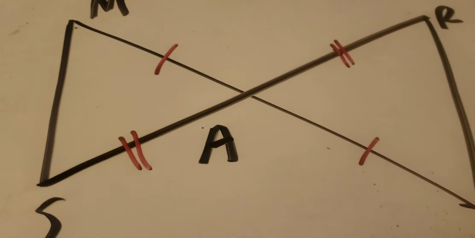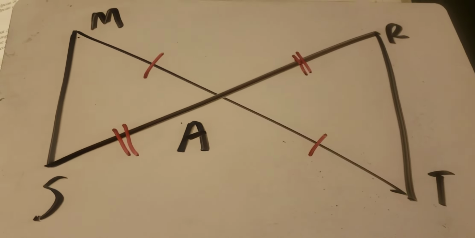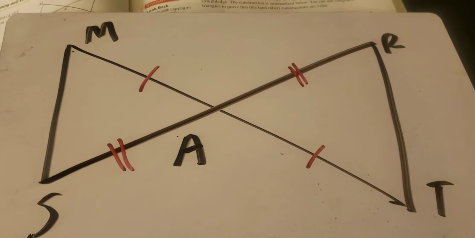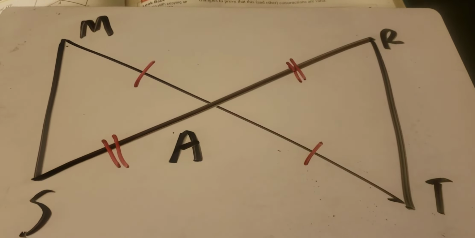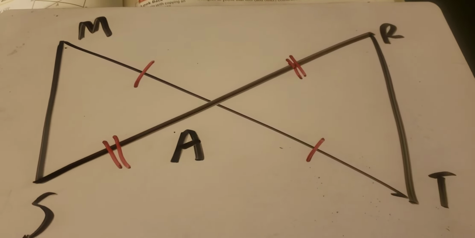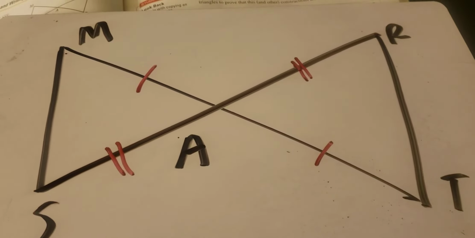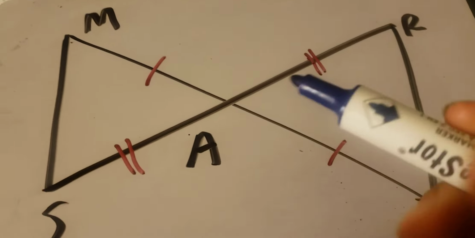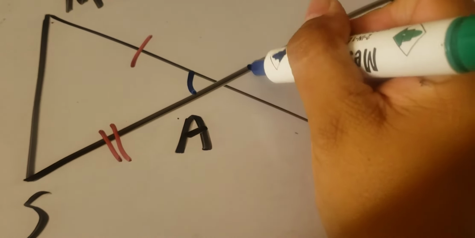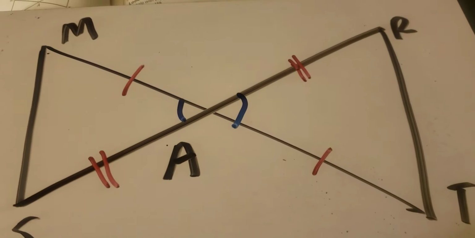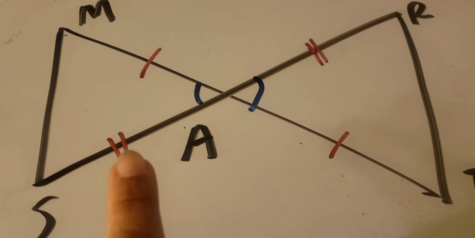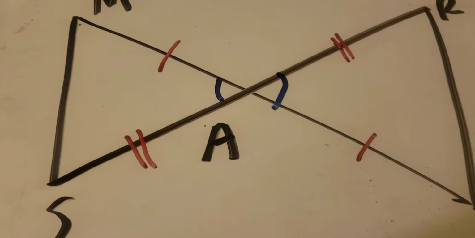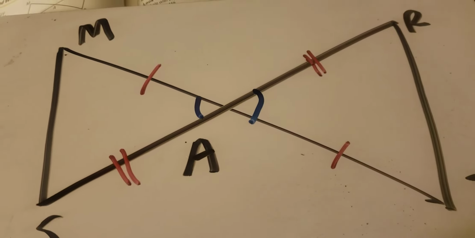Now let's go back to the picture. Okay, so I was able to come up with my markings based on what was given. Now you have to kind of ask yourself, is there anything else you can prove to be congruent? Are there any other sides? Are there any other angles? And what else we can prove are these angles right here. Do you remember the reason? Vertical angles. So I could say angle MAS is congruent to angle TAR because of vertical angles. So that would be my next reason.